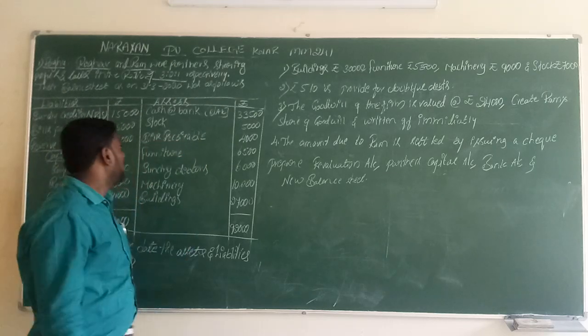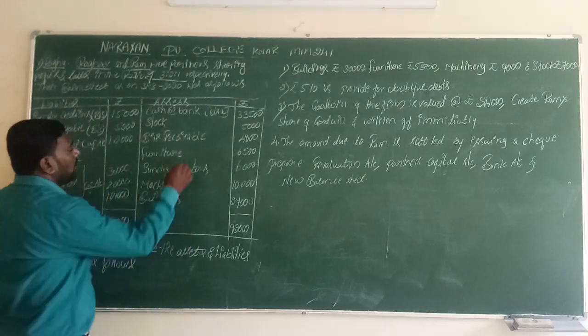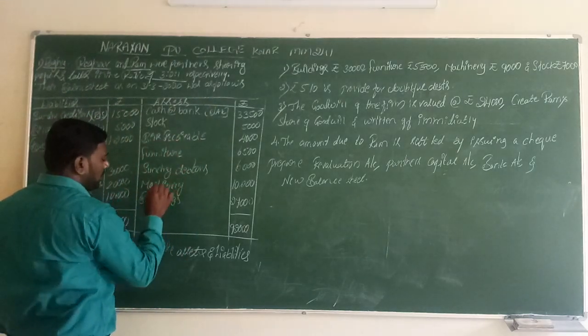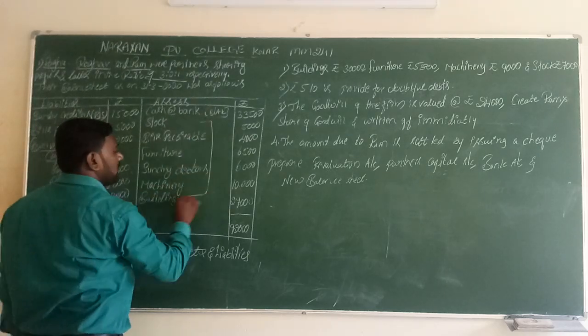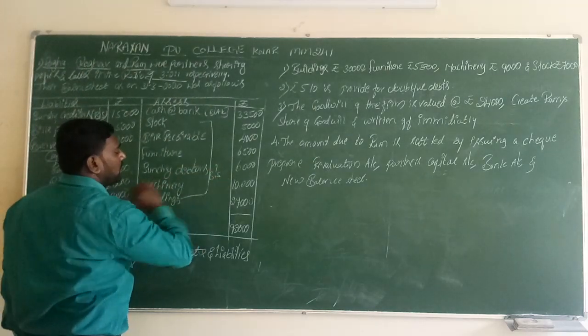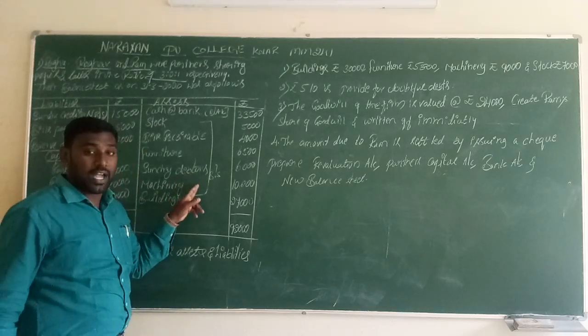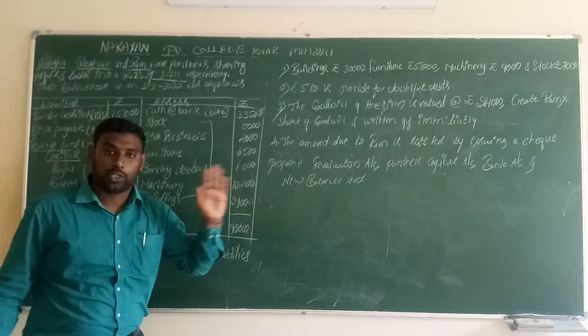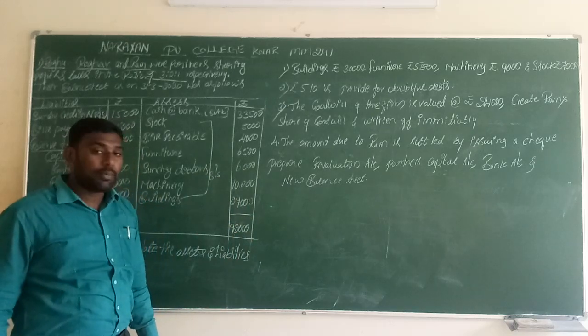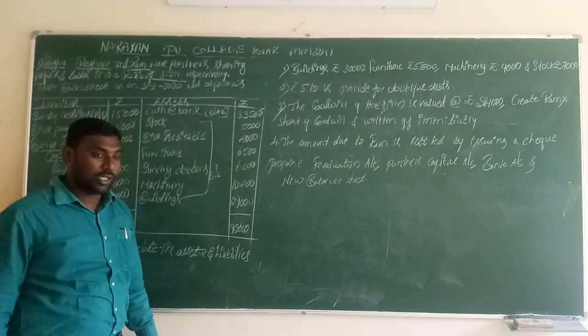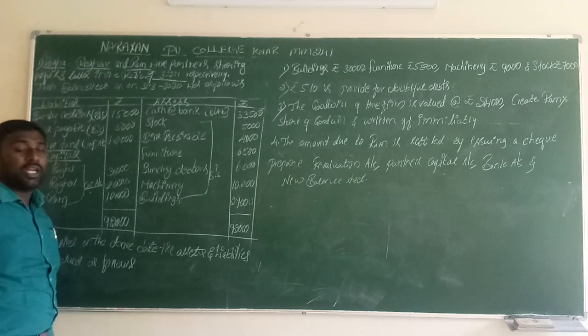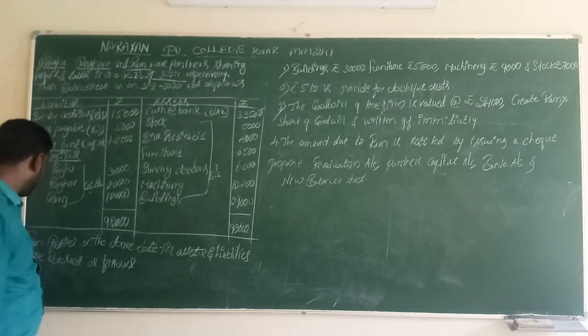Have you understood? Okay. Stock, bills receivable, furniture, debtors, machinery, buildings, all the assets will come to the new balance sheet only. If any adjustment is there for this value, it will come to the revaluation account. So any income and expenses will come to the revaluation account. This is the information which is available through the balance sheet.